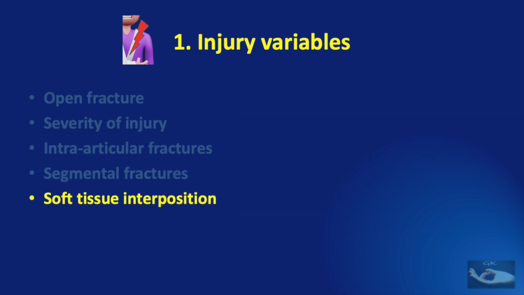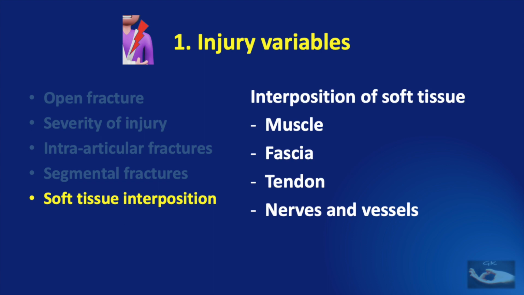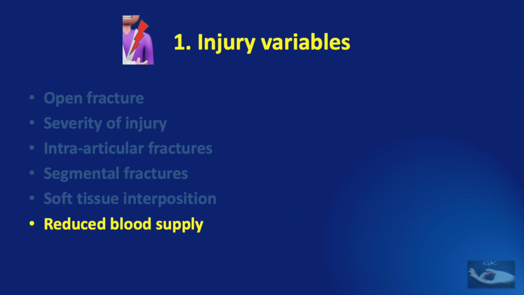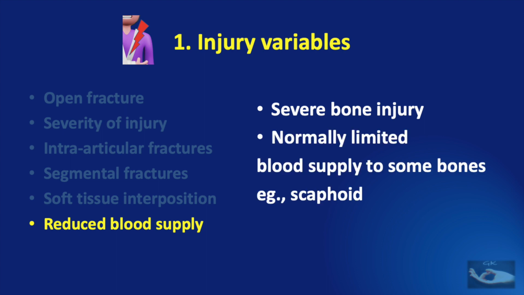And if there has been soft tissue interposition between the fracture ends, and it could be due to muscle, fascia, tendon, or even nerves and vessels, obviously, healing of the fracture by the processes that we have seen cannot occur. Reduction in blood supply can also compromise fracture healing, but this could be due to either a severe bone injury or due to the inherent nature of some bones which have a limited blood supply, like the scaphoid.